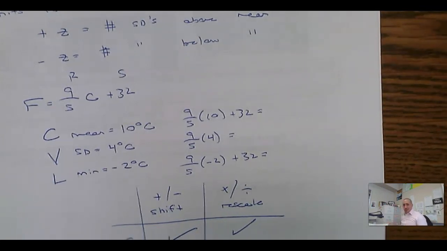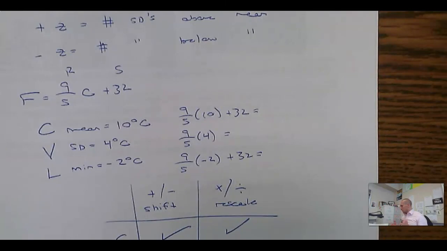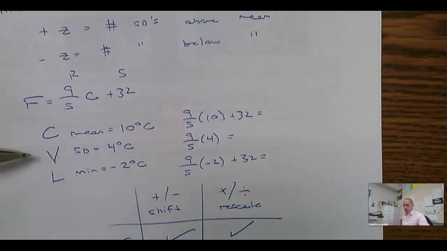Okay, so that's really it for section 2.1, talking about percentiles, z-scores, how to read a cumulative relative frequency graph, and then how transforming data affects measures of center, variability, and location.